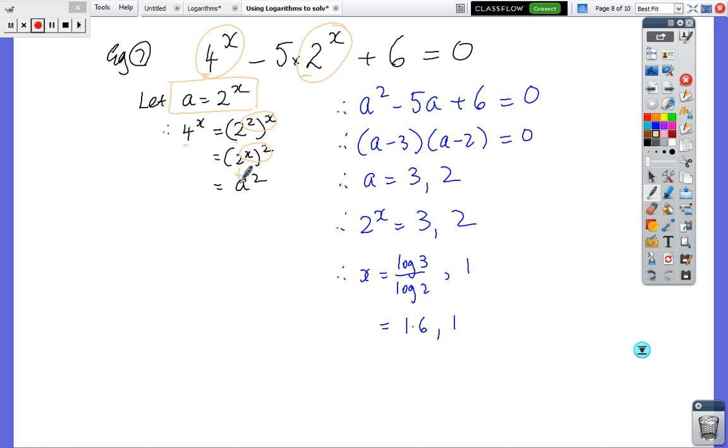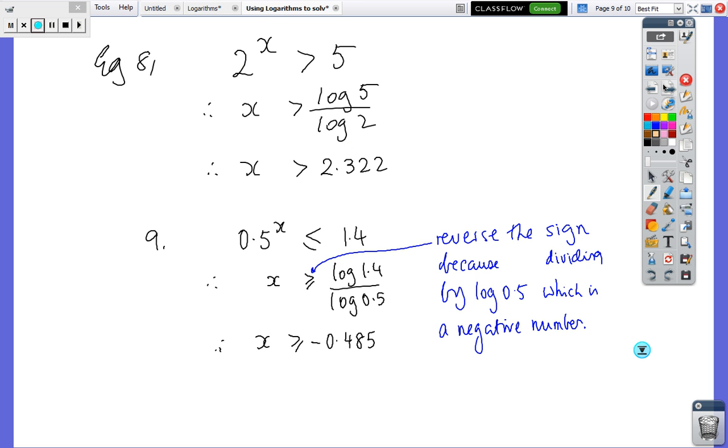I've got a squared minus 5a plus 6 equals 0, then factorise, which you've been doing since year 9 or 10, and you get 2 answers. And once you get those 2 answers, then just bring back 2 to the x, and then just solve. The second answer is the easy one, 2 to the x equals 2, that gives you the easy answer 1. And the first answer is the harder one, log 3 over log 2, which is about 1.6.